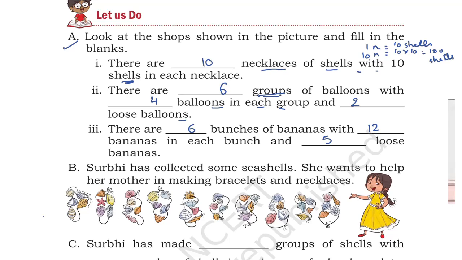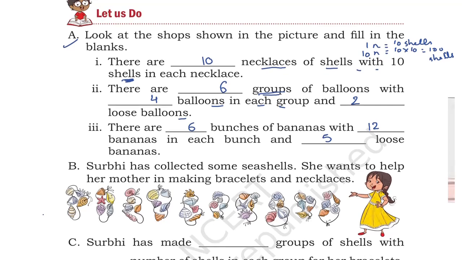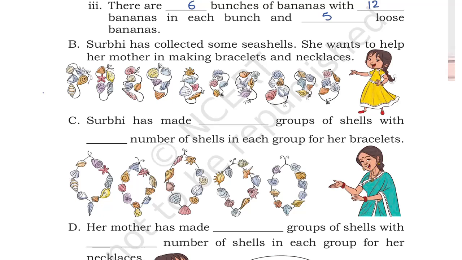Coming to the second question that we have. It says, Surbi has collected some seashells. Wow, beautiful seashells we see. She wants to help her mother in making bracelets and necklaces. That sounds amazing. What is the question? The question says Surbi has made dash groups of shells with dash number of shells in each group for her bracelets. How many groups of shells are there and how many shells are in each group?